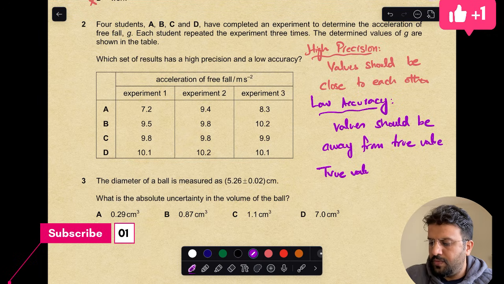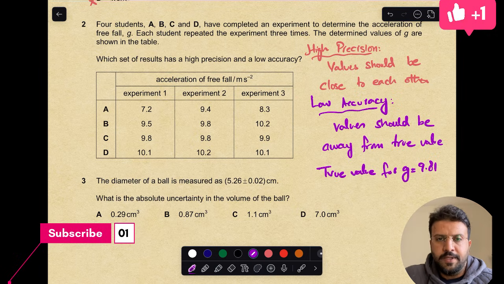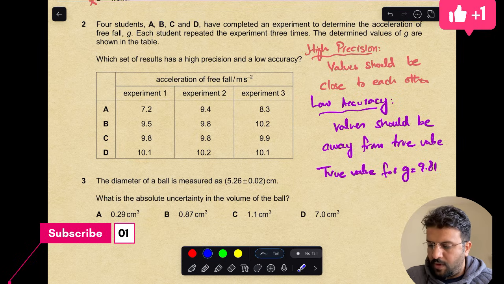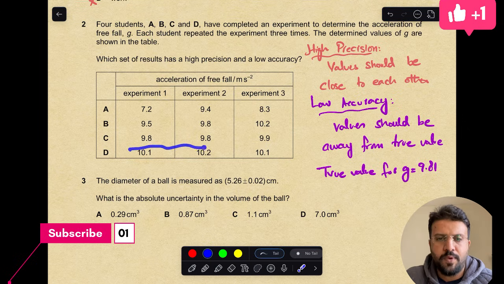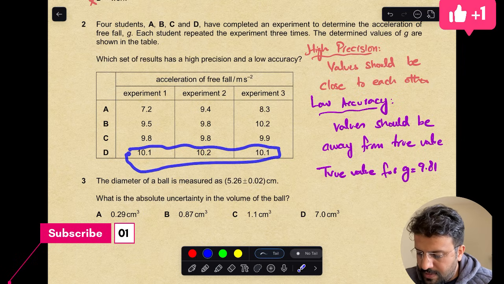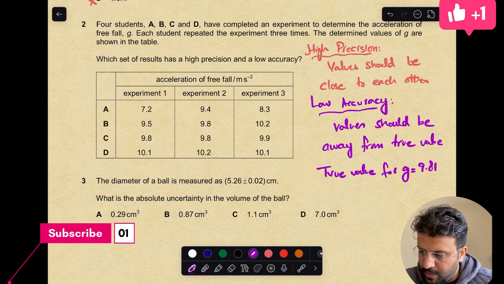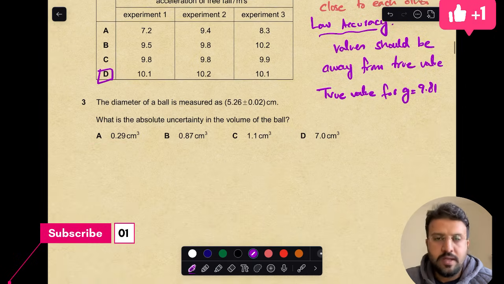and we know the true value for g is 9.81. Okay, so we have to look at the options. Away from 9.8, so this will not be the option, this will not be the option, this is also close to 9.8. These values are very far from 9.8, and they are close to each other, so they have high precision, low accuracy. Okay, so it's option D we have.